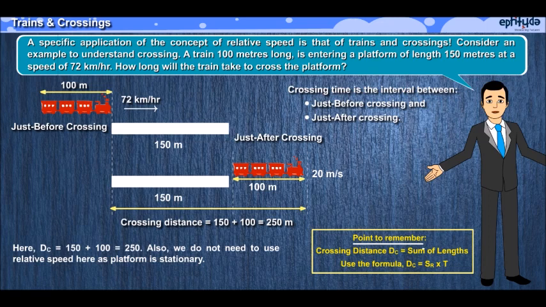In this particular case, the crossing distance will be 250 meters. As the platform is stationary, we don't need to invoke relative speed. We simply use the train's own speed. However, since the distance is in meters, we will convert the speed into meters per second. Using this, we can see that the time taken by the train to cross the platform is a mere 12.5 seconds. Wonderful. Now let's try and apply this concept in a few problems.